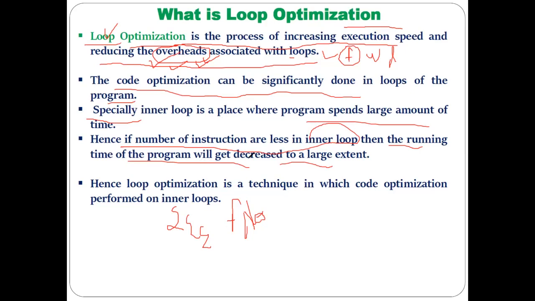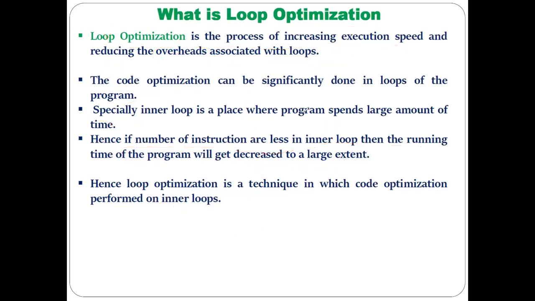If we remove such an instruction from the inner loop, the final output of the program will not change. Such instructions will be removed from the inner loop so that the running time of the program will be reduced. So if the number of instructions in the inner loop is less, the running time will decrease to a large extent. Through loop optimization, we try to remove the unnecessary, redundant instructions in the inner loop, so that the execution time of the program is reduced and the program executes faster.